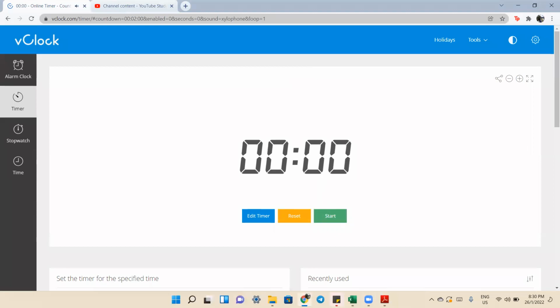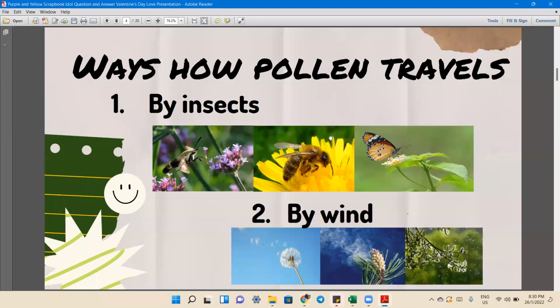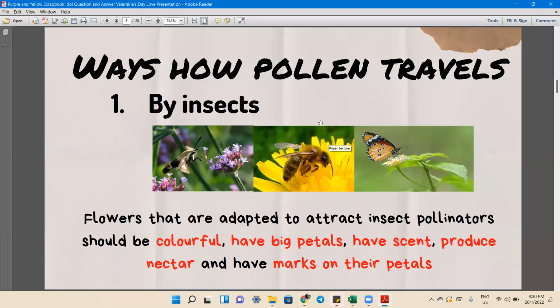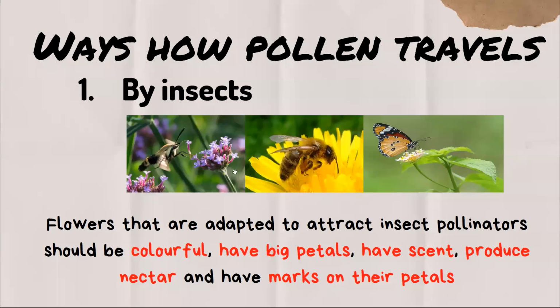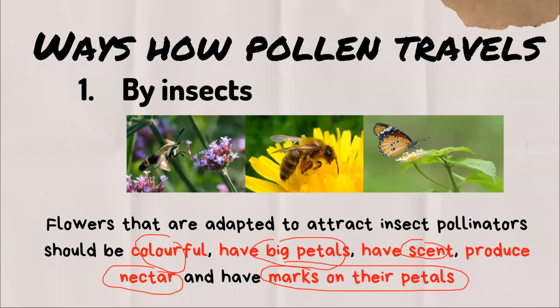Okay, your time is up. Let's check whether you got it correct or not. The 5 ways would be colorful. Who got that correct? Very good. Have big petals, have scent, produce nectar, and have marks on their petals. Okay, who got all correct? Wow, I'm so proud of you.